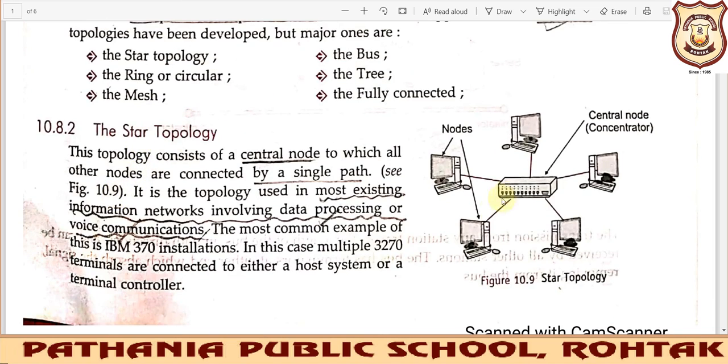In star topology, we have a central node, and from this central node we connect different nodes together. This central server is also a computer, and it is connected to other computers. This topology mostly exists in information networks involving data processing or voice communication. Wherever we need to deal with data processing and voice communications, this topology is best.